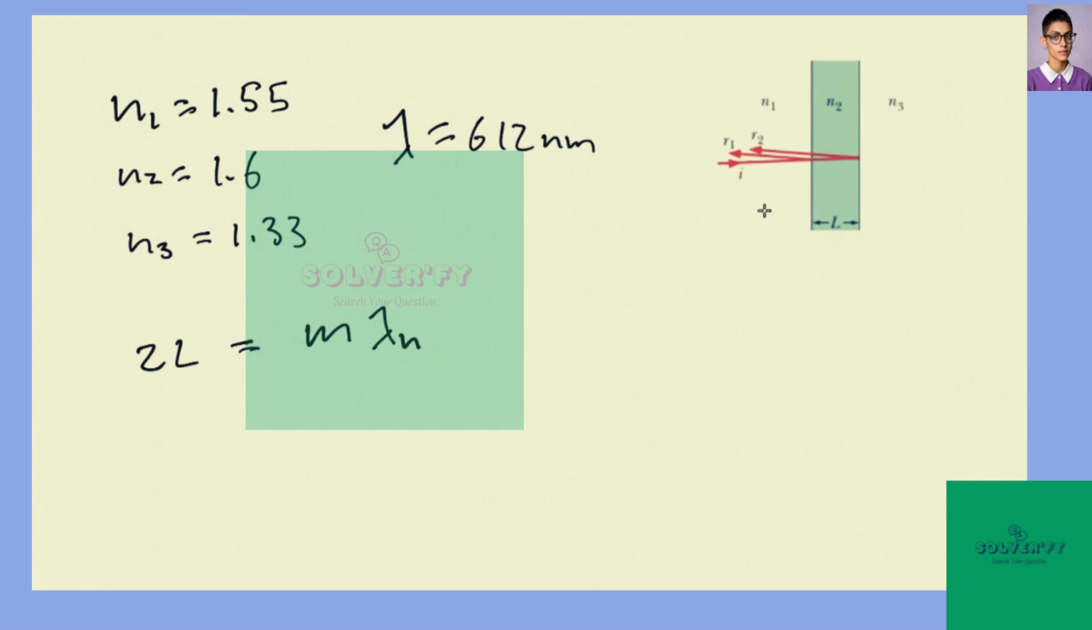They want the third thickest, or the third thinnest layer. So the thinnest would be if m equals 1, then m equals 2 would be the next thickness that would give you maximum reflection, and then m equals 3 would be the next one. So we're going to end up setting m to 3 here.